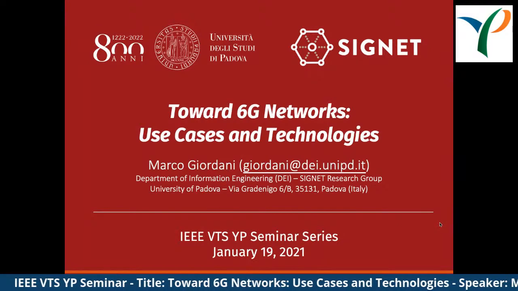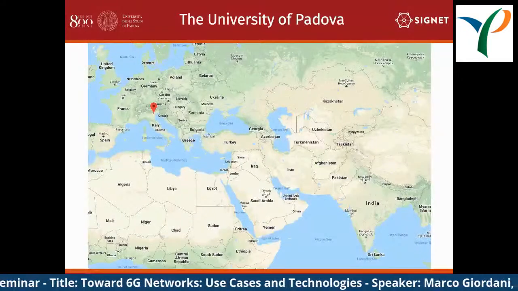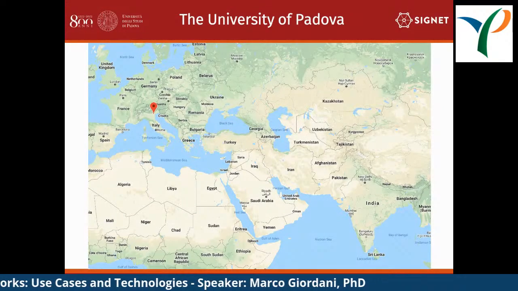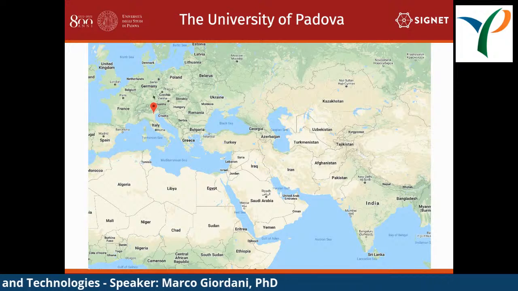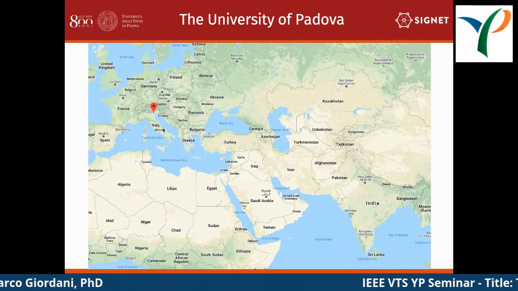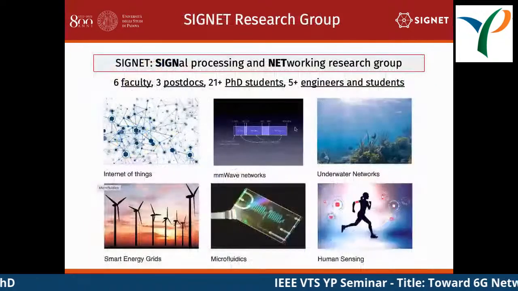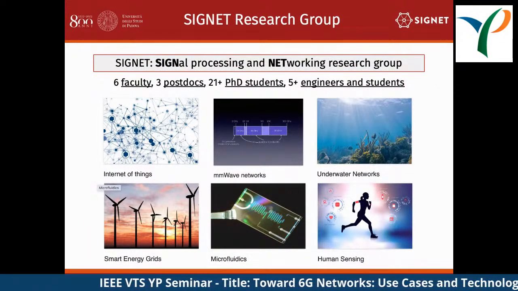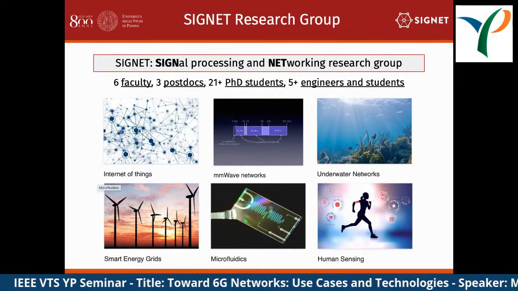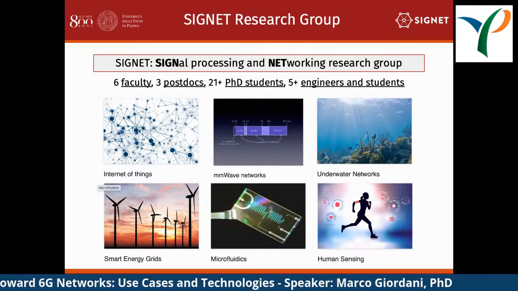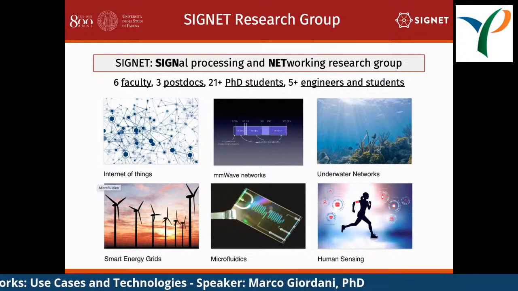Before I start, let me give a brief introduction of where I come from. I come from the University of Padova. Padova is a city located in the northern part of Italy. It's very close to Venice. And the research group I belong to is the SIGNET research group that includes several faculty members, postdocs and PhD students. And we deal with different aspects of research in the field of networks.